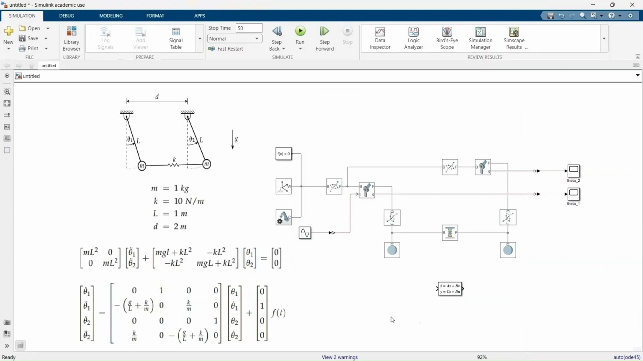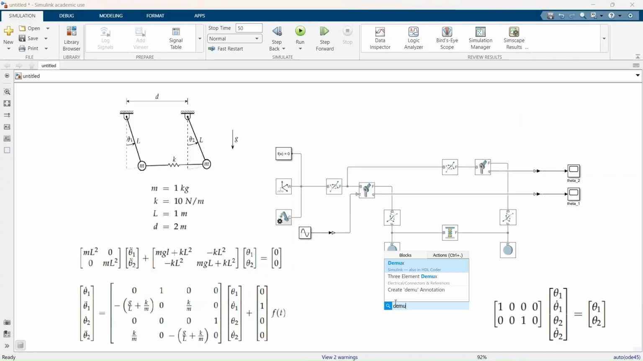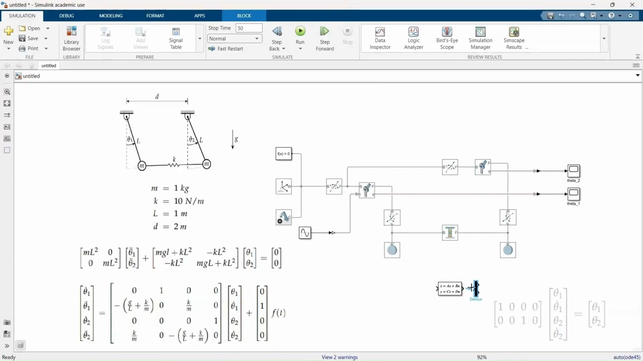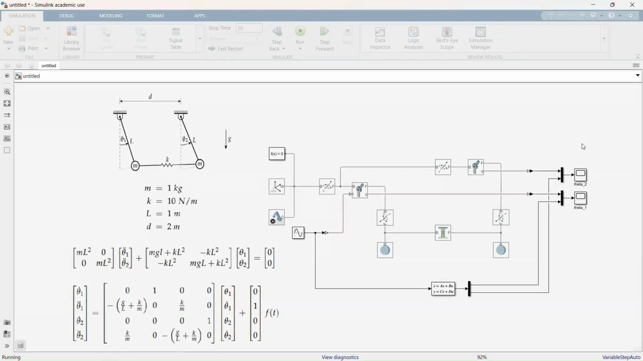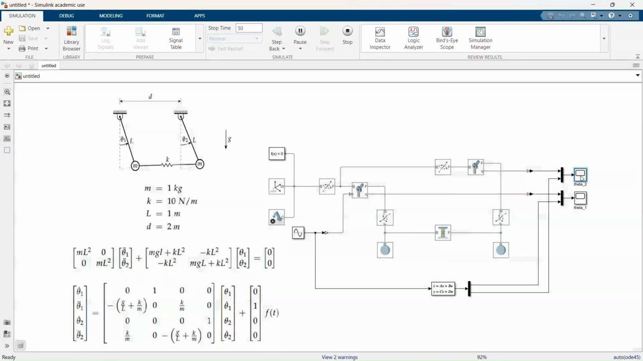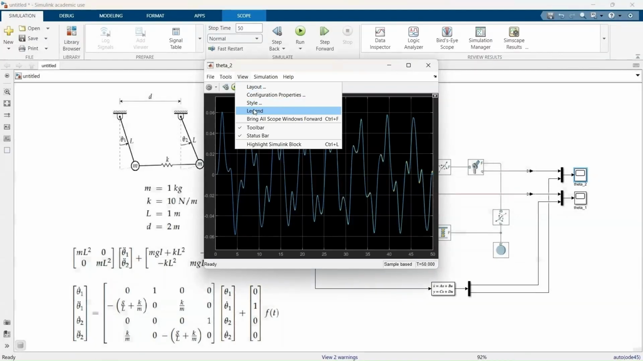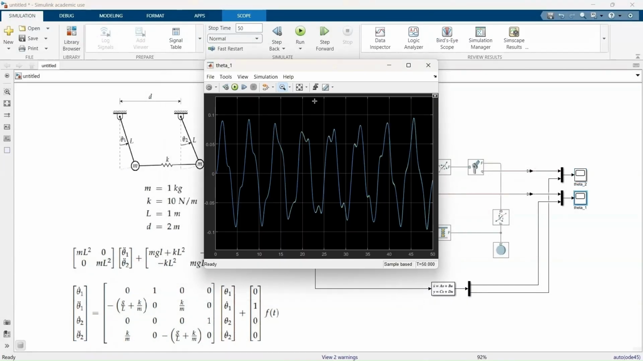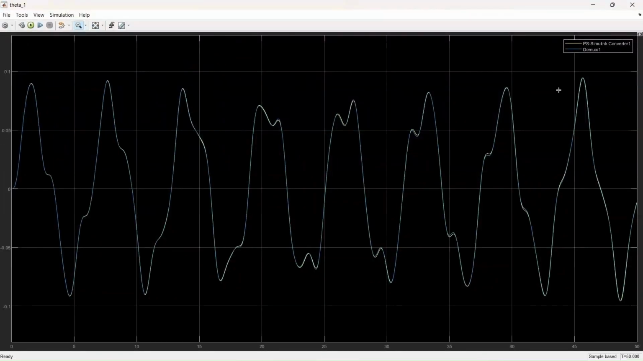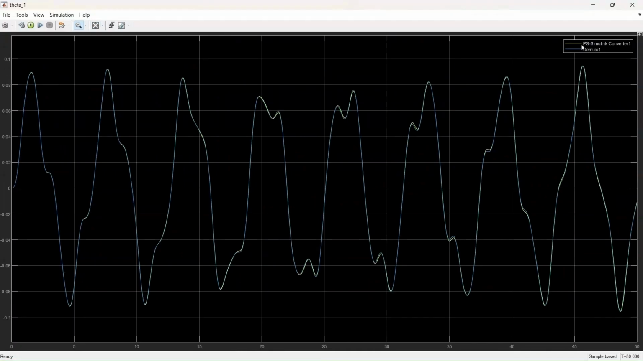Since we measure both angles, the output will be in vector form. So we have to split it to view each response separately. Theta 1 will go here, and theta 2 will go here. Alright, let's see the results. As you can see, the results match well. The difference you see here just comes from the difference between the nonlinear and linear models.